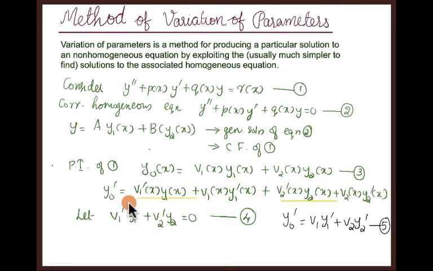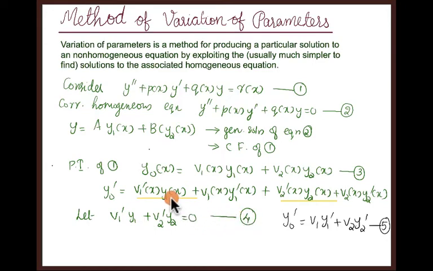Then y0', the derivative of y0, will be equal to v1'(x) y1(x) + v1(x) y1'(x). Using the product rule, we can differentiate the second term also as v2'(x) y2(x) + v2(x) y2'(x). Now for convenience, we assume that v1' y1 + v2' y2 = 0. We label this relation as equation 4.